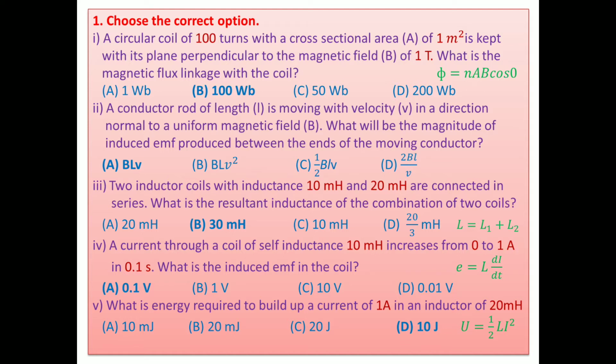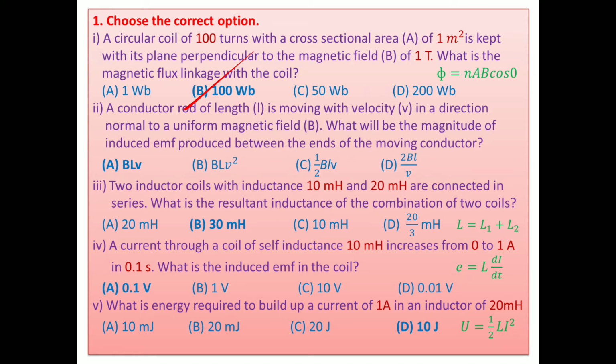and area vector. Look here, the plane is perpendicular to the magnetic field. Then the area vector should be parallel. That's why we can take the angle between area vector and magnetic field as 0, because both are in the same direction. So 100 into 1 into 1 into cos 0. Then what is your answer? It is 100 Weber. This is your answer.